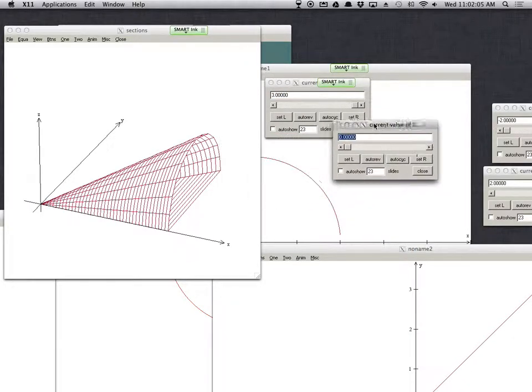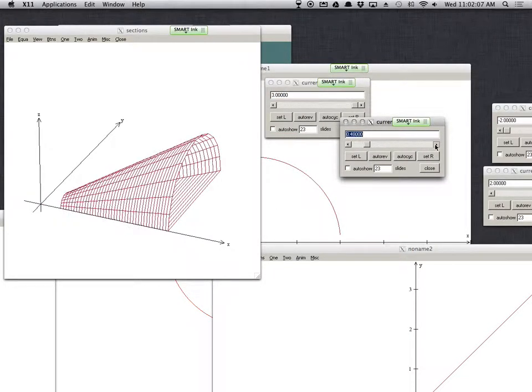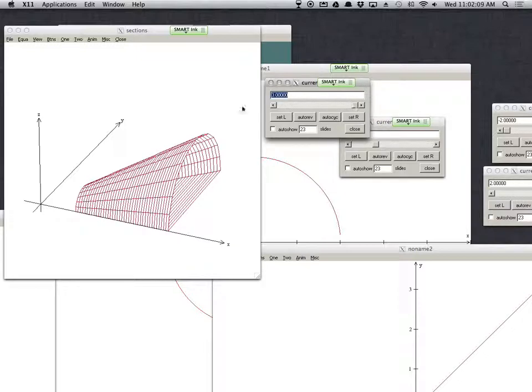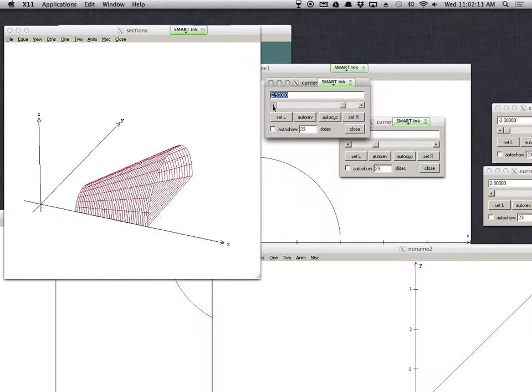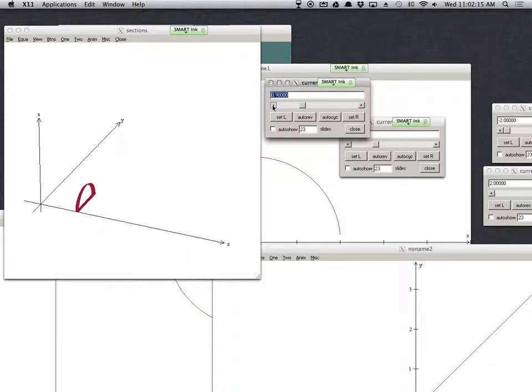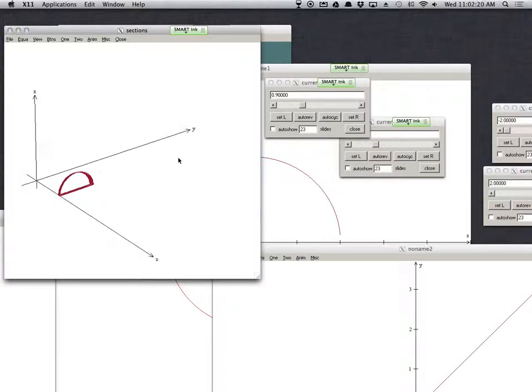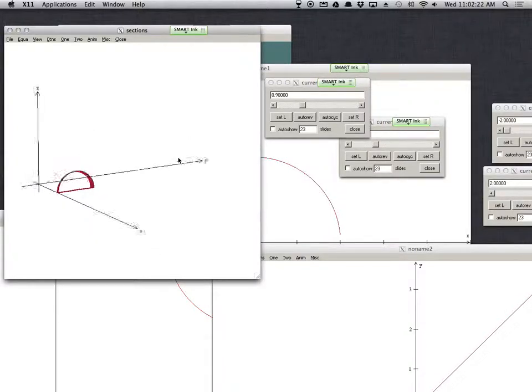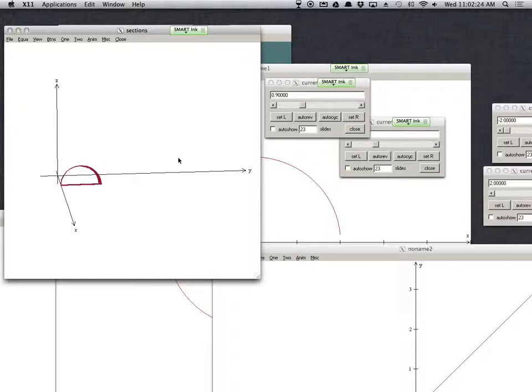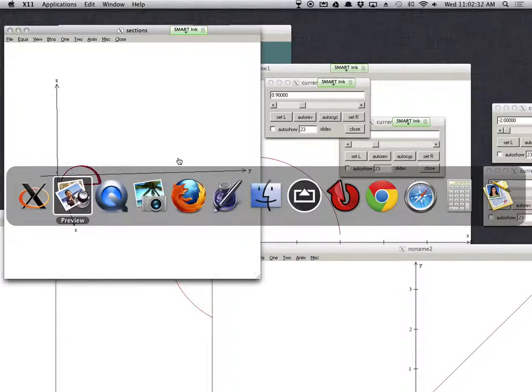Let me animate it. So take some off of this end. Take some off of that end. And then rotate it, and you can see that it's made up of a bunch of slices that are semicircles. Does everybody visualize what's going on here? Okay. Now let's find the volume.